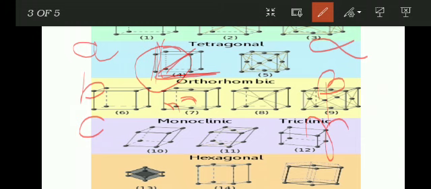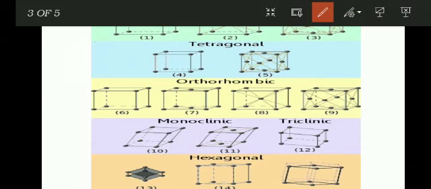And also we shared the chart of the textbook. We studied with the chart given in the textbook. So you all have to remember the names of these different 14 Bravais lattices, that is tetragonal, monoclinic, orthorhombic, etc. So yes, there were 14 different Bravais lattices.